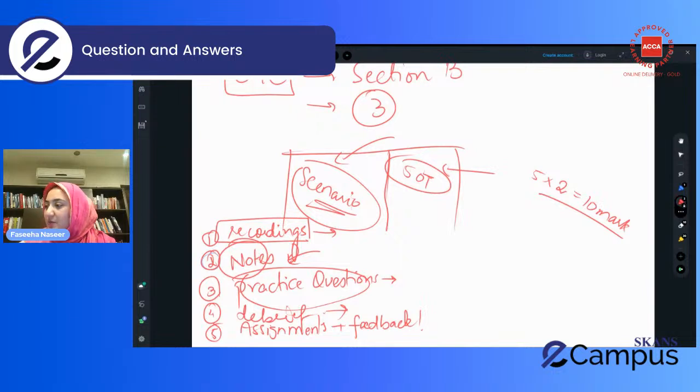Are assignment marks included in the final exam? No, the assignments which we are going to provide you are only for practice. The final exam will be conducted by ACCA through the British Council, and that will be an independent exam. It will not depend on the marks of the assignments. I hope this is clear.